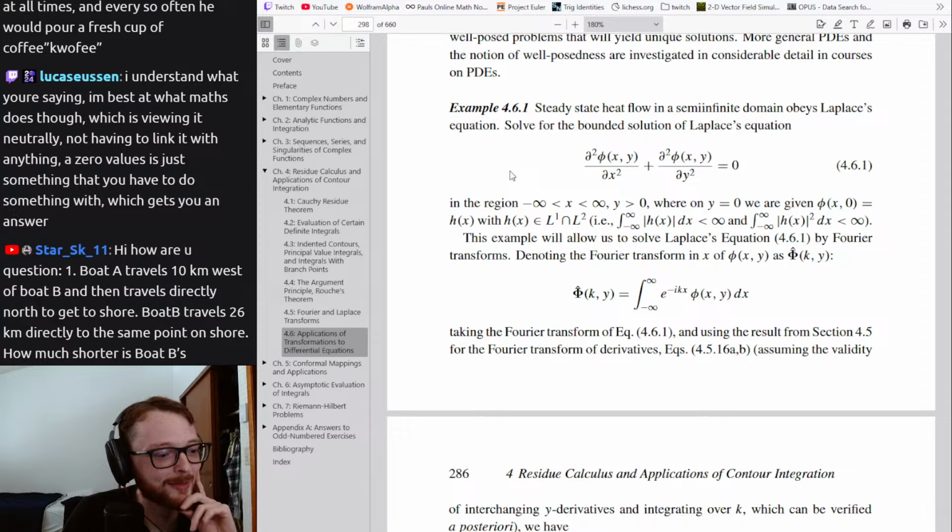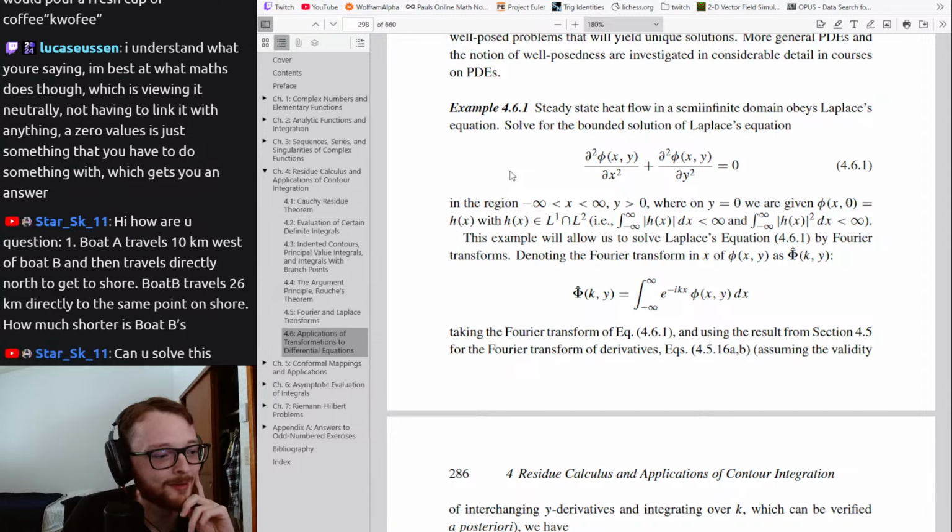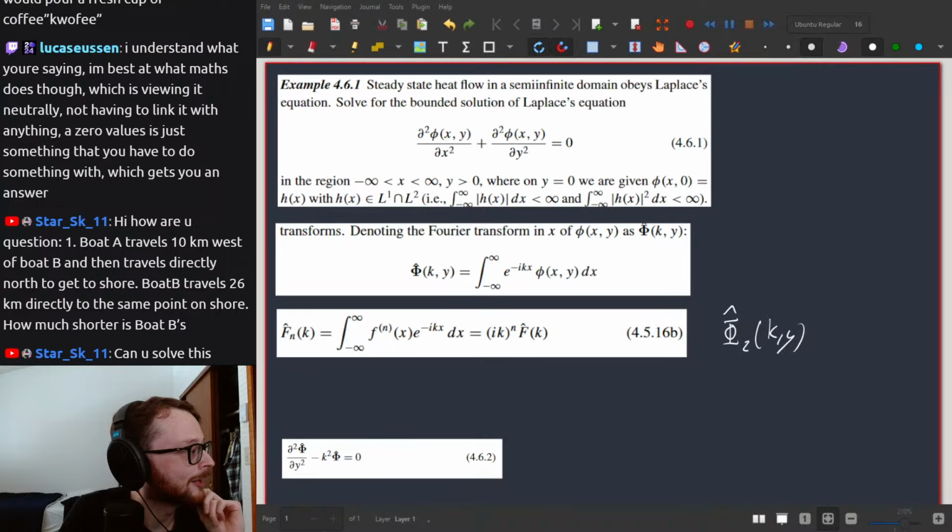So you're saying that I guess what math does though is stay neutral, and zero values are just something you have to do something with, which gets you an answer. Yeah, that's fair. That's how a lot of mathematicians feel. It's not how I feel, but that's how many of them do feel.